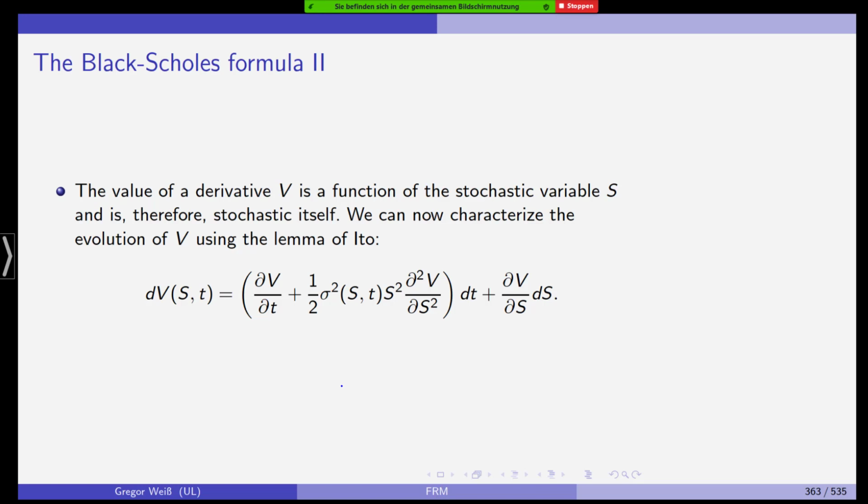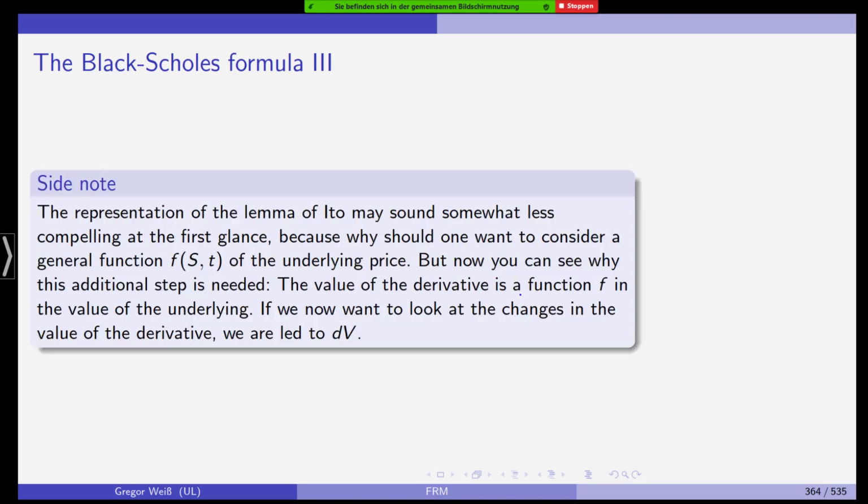Any derivative, we haven't talked about whether it's a put, a call, whether it's an arithmetic Asian option, etc. It's any derivative. The change in the price of the derivative is given via Ito's lemma by partial derivative with respect to time plus half squared diffusion or volatility times s squared times the second partial derivative of f with respect to the stock price, dt, plus partial derivative with respect to the stock price, again, ds.